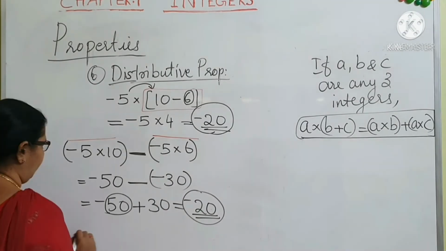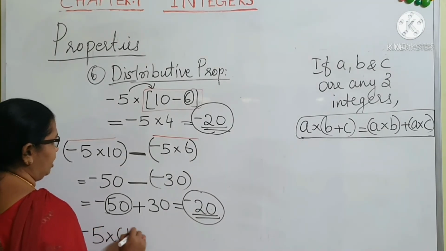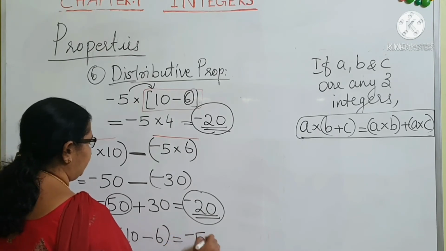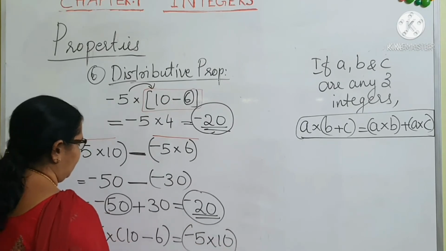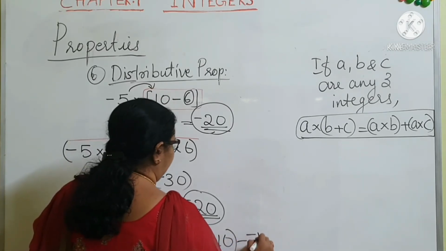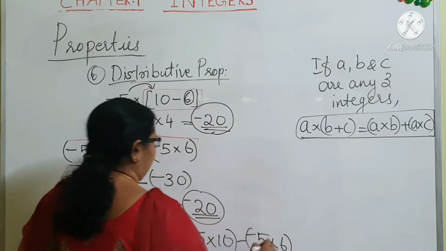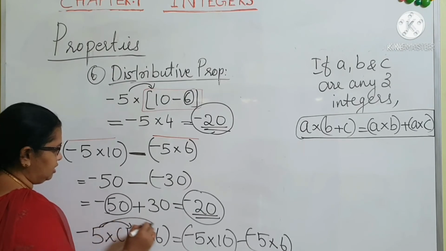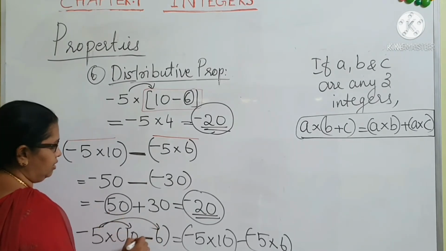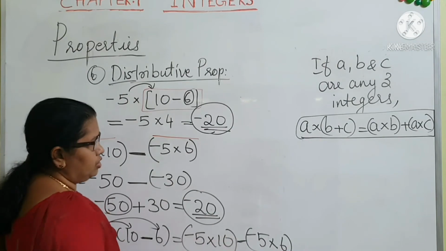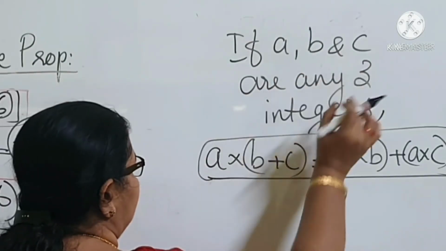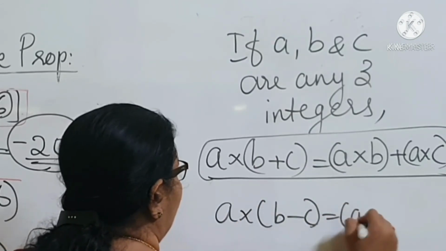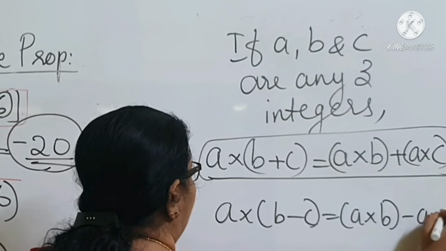Here also negative 20. So we can write negative 5 into 10 minus 6 is equal to negative 5 into 10 minus negative 5 into 6. That is distributing this negative 5 to both the integers inside the bracket and in the middle this subtraction sign. So generally we can say if A, B and C are any three integers, then A into B minus C is equal to A into B minus A into C.